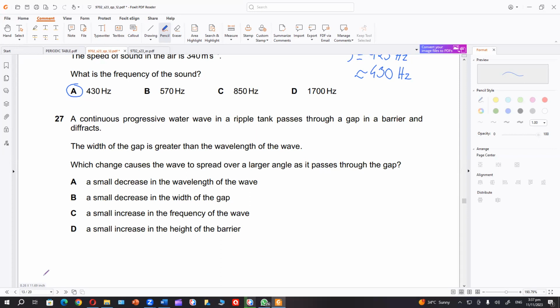So we decrease the width of the gap. That is the only thing we should do, because if we make the gap narrower, then we can cause diffraction.